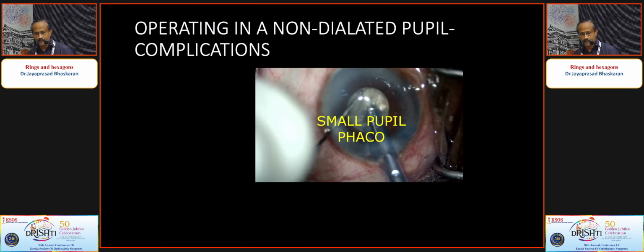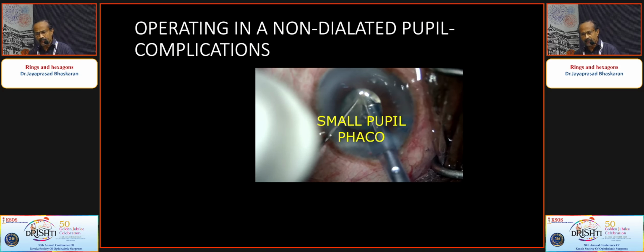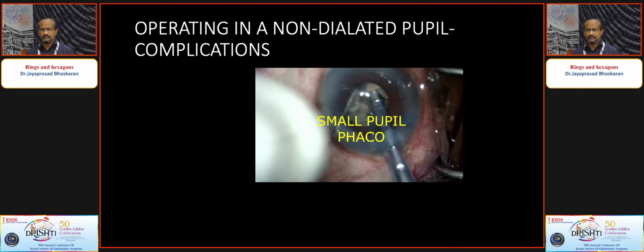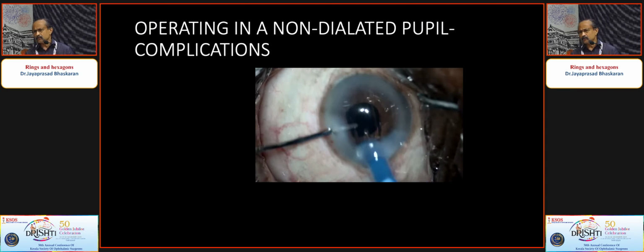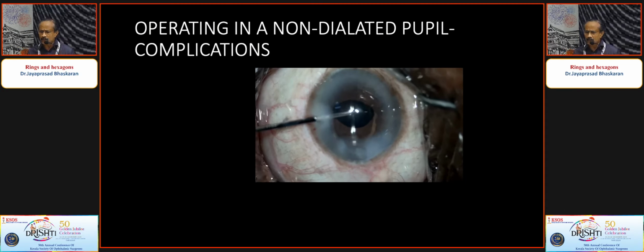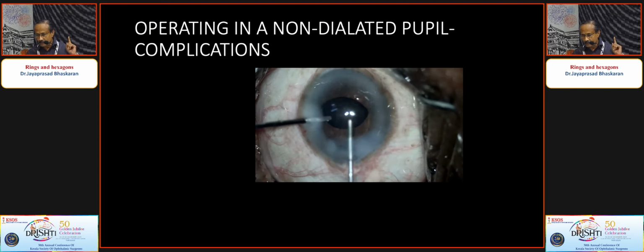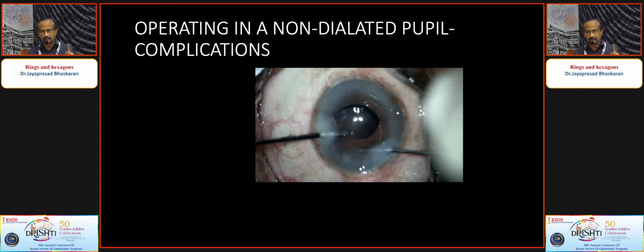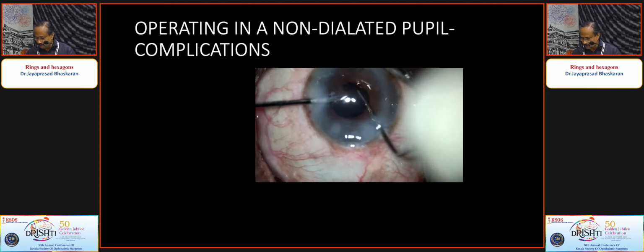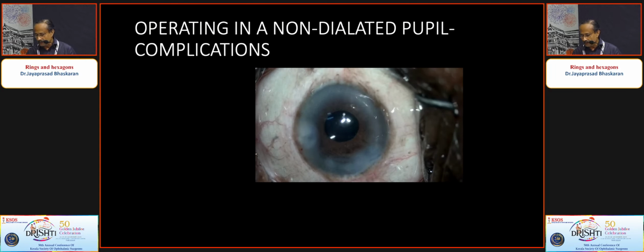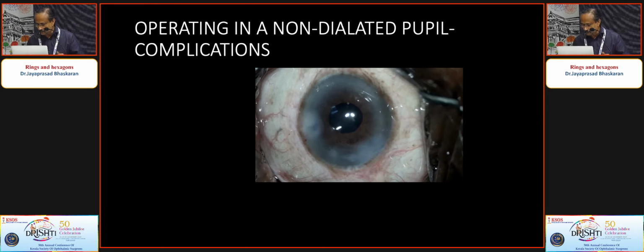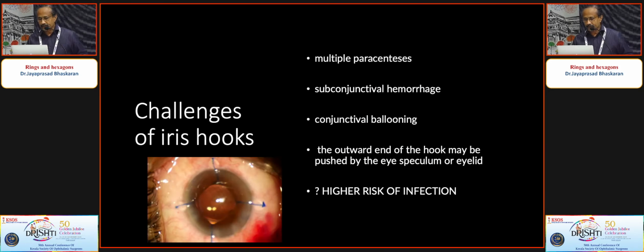See, operating in a non-dilated pupil with experience you can achieve, but there is always, your heart is in your mouth, and you always have the risk of damaging the pupil, damaging the endothelium, damaging the PC. And you do not know exactly where you have implanted the lens, and at times you may see, surprisingly, post-operatively, the lens may be half into the anterior vitreous.